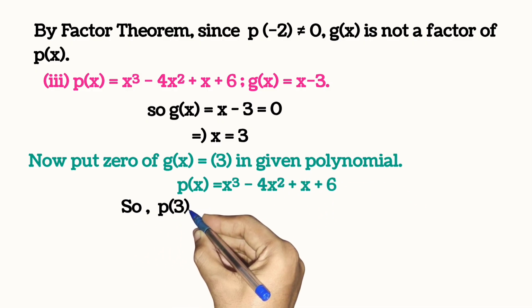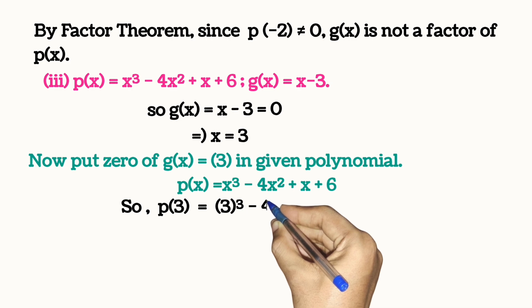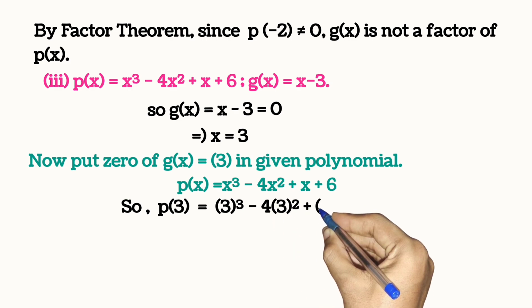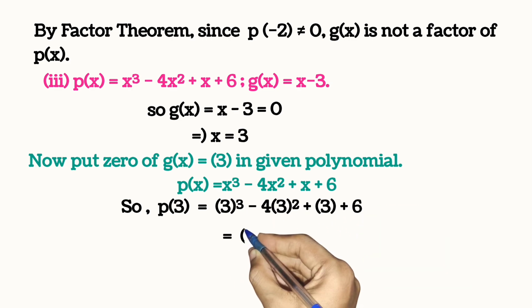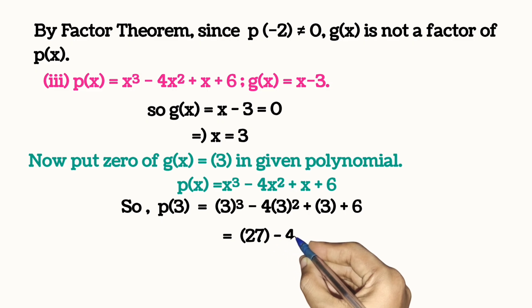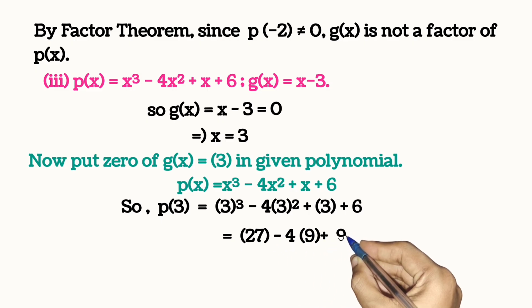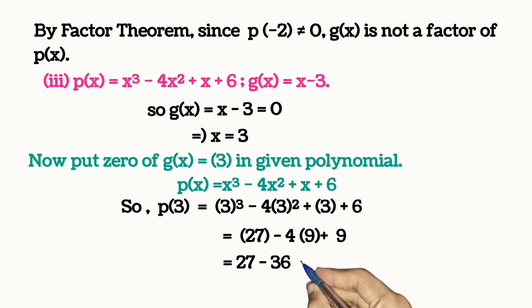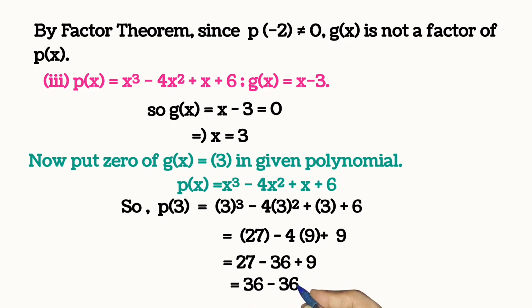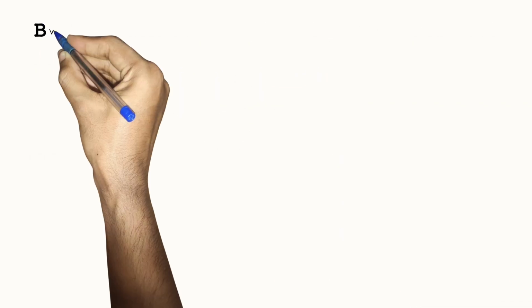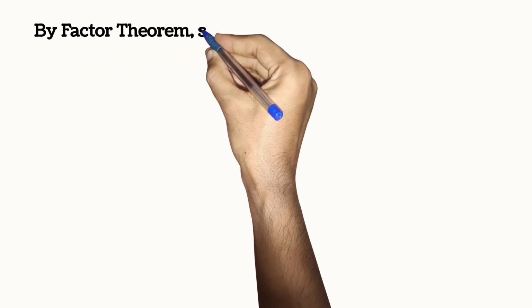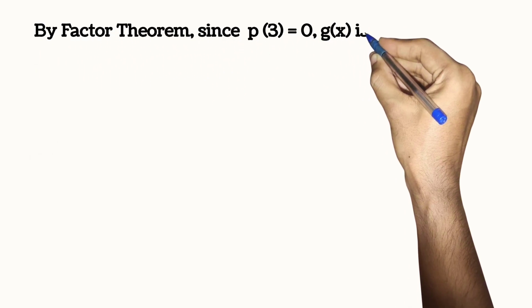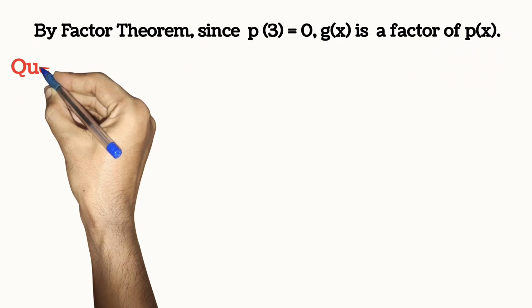So p(3) = 3³ − 4 × 3² + 3 + 6, that is equal to 27 − 4 × 9 + 9, that is equal to 27 − 36 + 9, that is equal to 36 − 36, that is equal to 0. By the factor theorem, since p(3) = 0, g(x) is a factor of p(x).